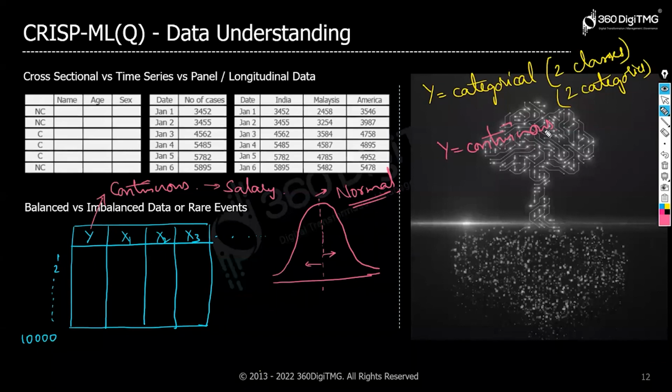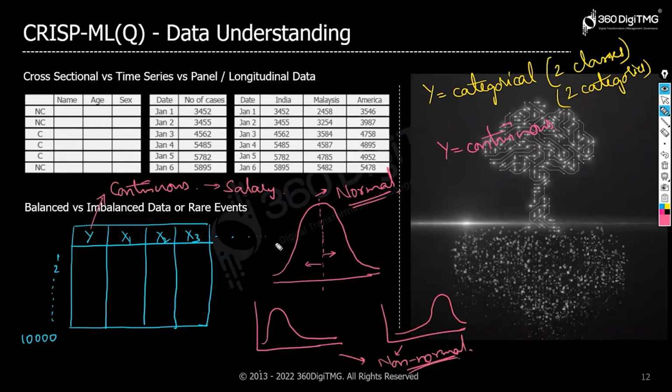Okay, if your output variable is continuous, you check for the data distribution. If your data are normal, then you say that your data are balanced. Sometimes you might have data like this, or you might have data like this. All these are examples of data being non-normal. If your data are non-normal, that means your data are imbalanced, or we say that we have rare events. Next.